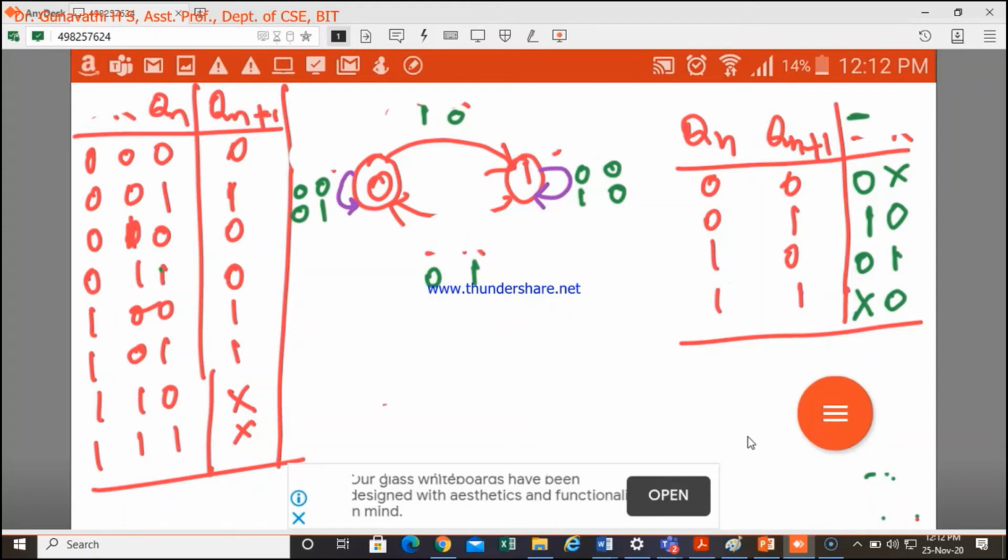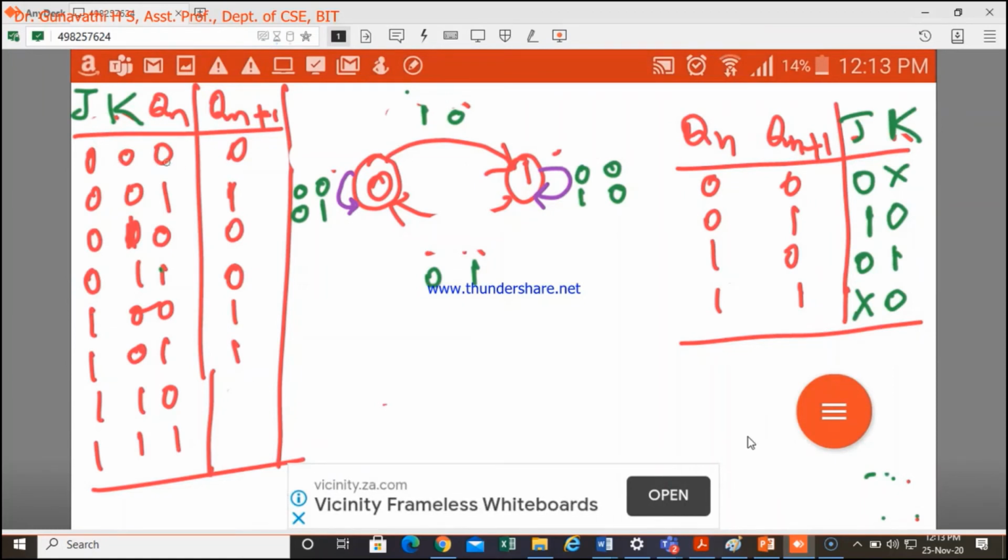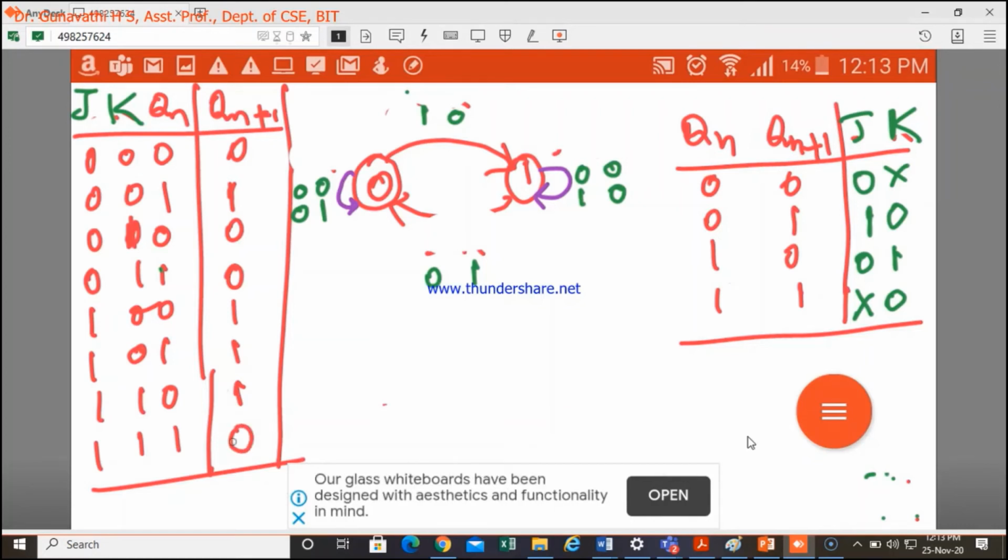Only the last two cases will change for JK. So 0 0 and the others all retain the same. When it was 1 1, it is toggle. So when the previous state is 0, the next state will be 1. When the previous state is 1, the next state will be 0.